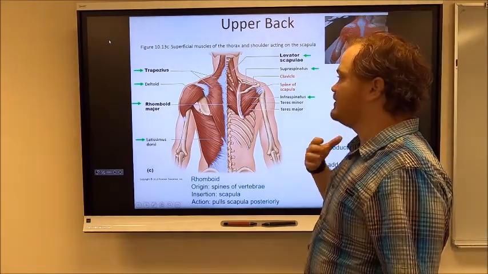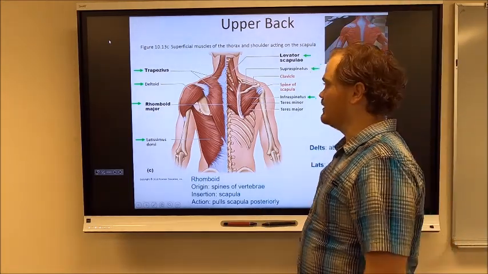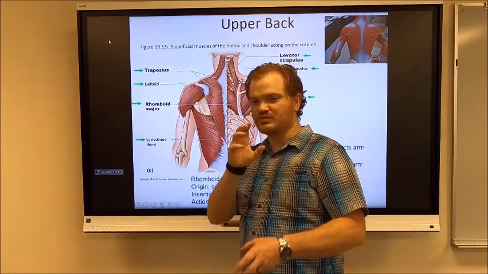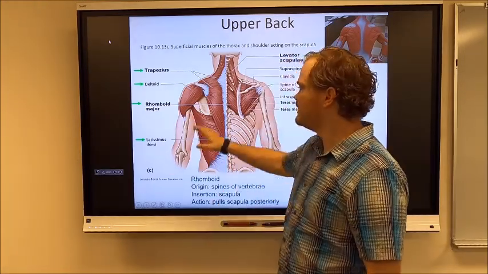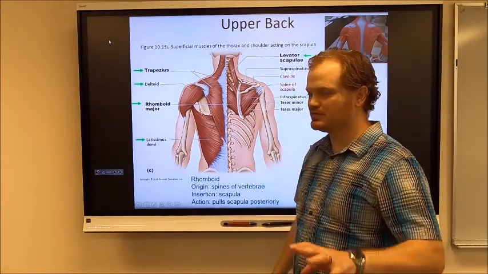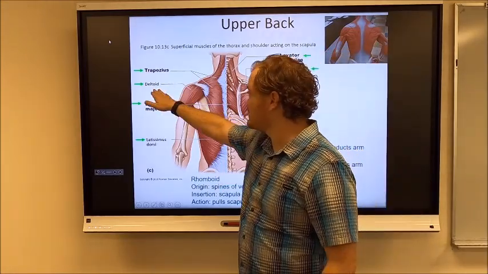So here is the back. And on the back, there are several muscle groups that you need to be aware of. The deltoid is actually in multiple pieces. It's shown here as a solid muscle, but there are a lot of individual parts and pieces therein. We're just going to call it deltoid.